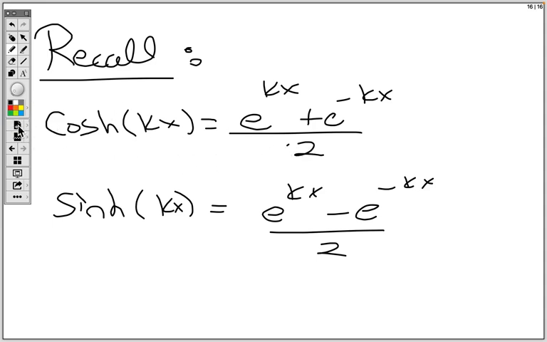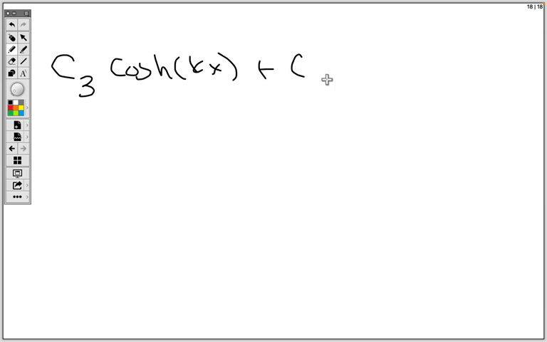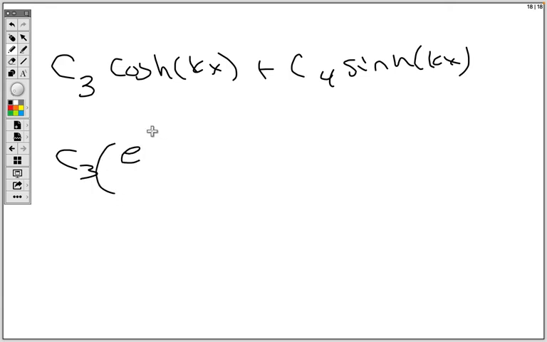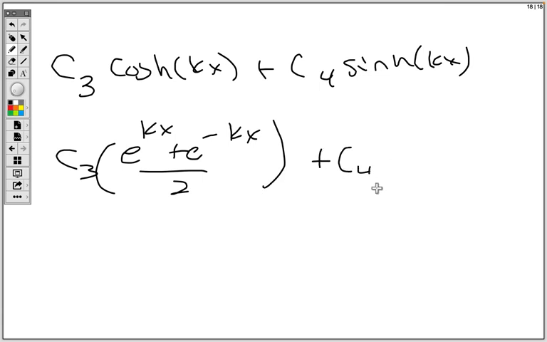So for example, let's call it C3 cosh kx plus C4 sinh kx. I could write that as C3 e to the kx plus e to the minus kx over 2 plus C4 e to the kx minus e to the minus kx over 2.